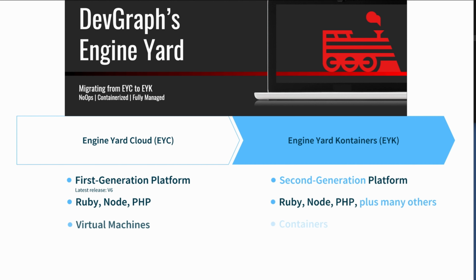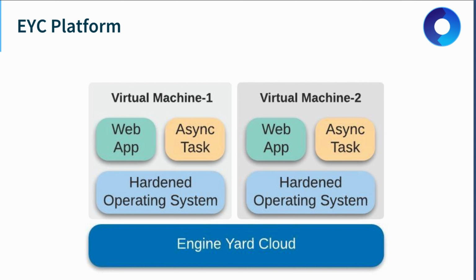So let's compare the two platforms for a moment. Engine Yard Cloud uses virtual machines. So you provisioned a VM. We gave you a hardened image on which you installed your Ruby on Rails application, Node, or PHP. Engine Yard Containers has a bit more flexibility. You can define your container image and use any language that you want to use, or also specify the runtime dependencies that you need. So it's separated from the underlying platform itself. Let's look in more detail at what that means.